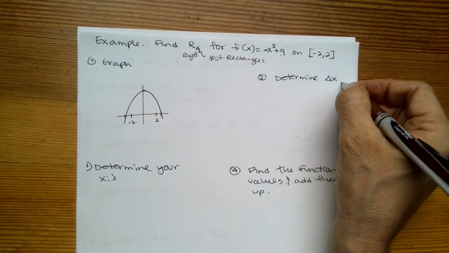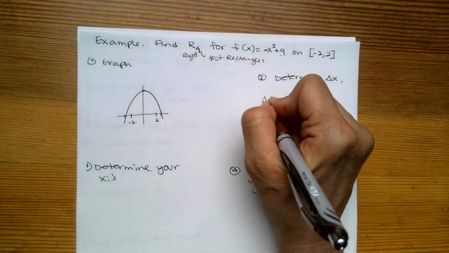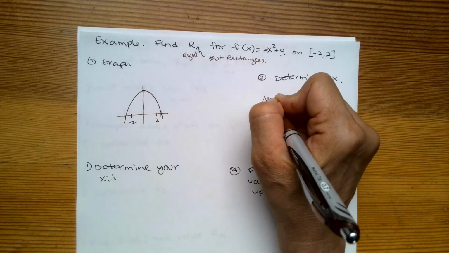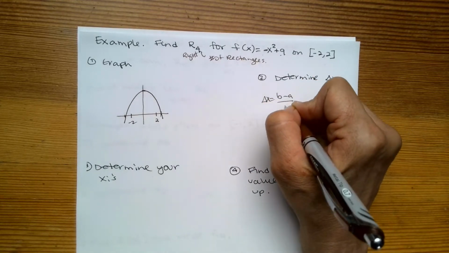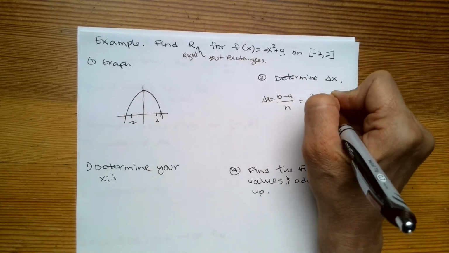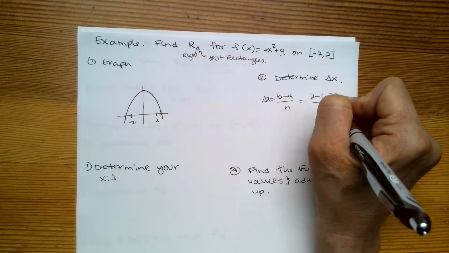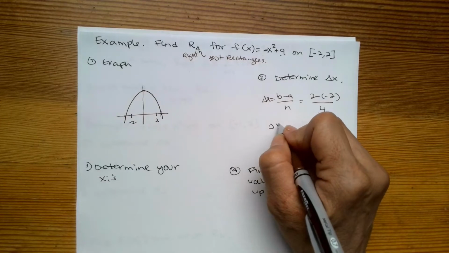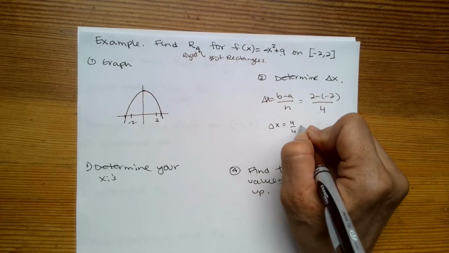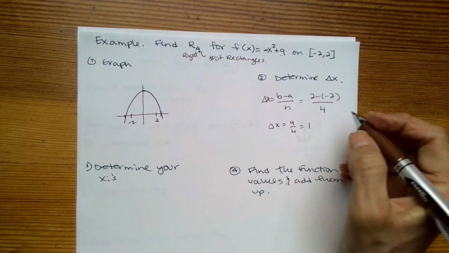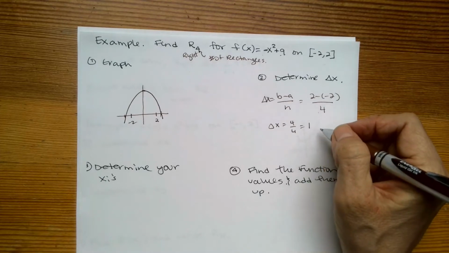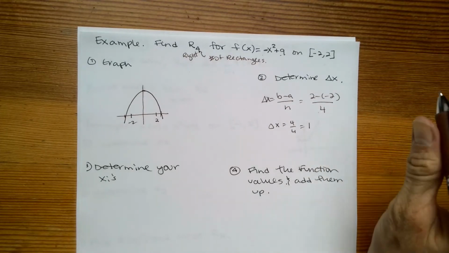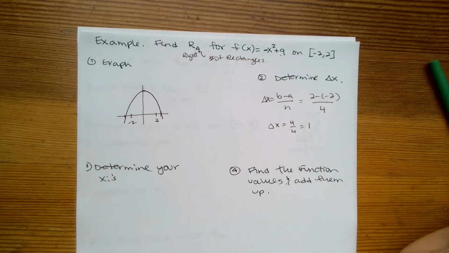So first off, how big is our delta x? So formula for delta x, remember, so delta x equals b minus a over n, so 2 minus negative 2 over 4. So delta x equals 4 over 4. So that's 1. Yes, I did make it nice on us. It does not have to be an integer. Typically, it's nice-ish, though. So 1, 1/2, something like that.